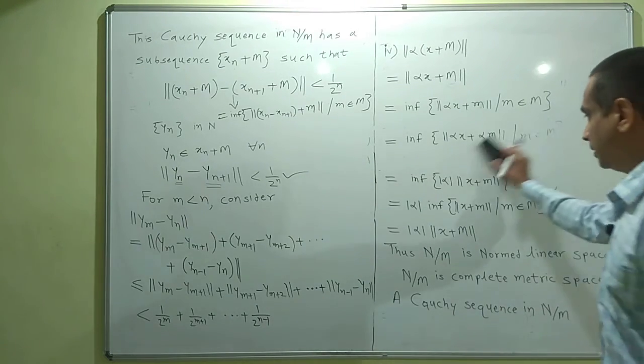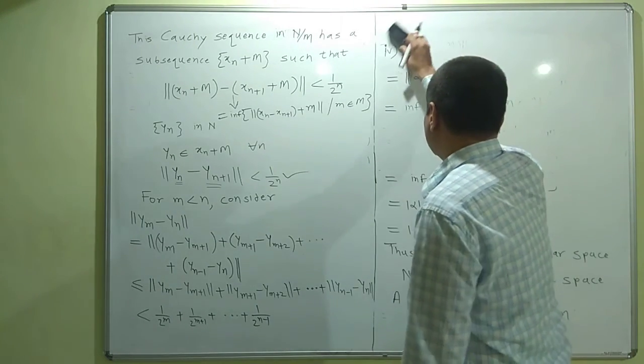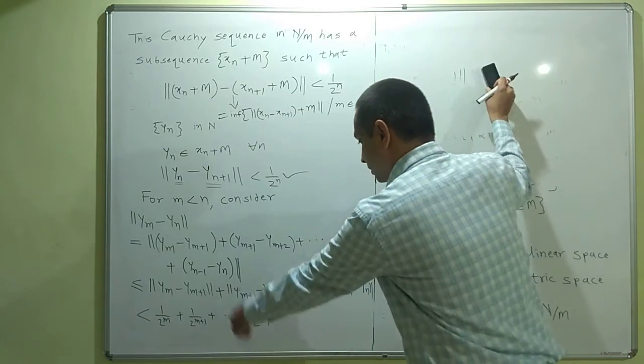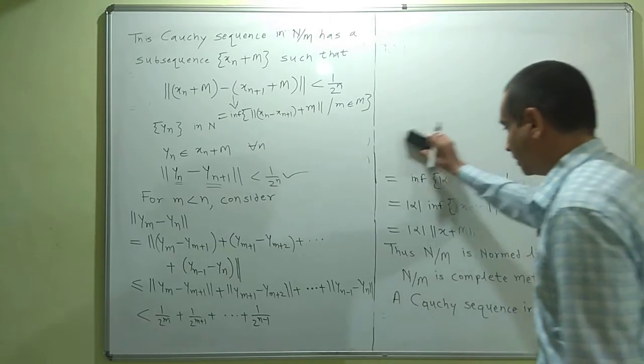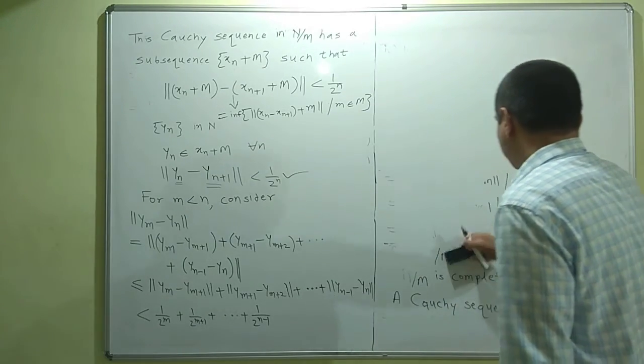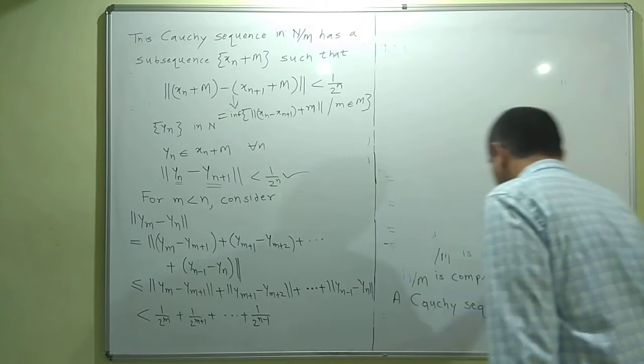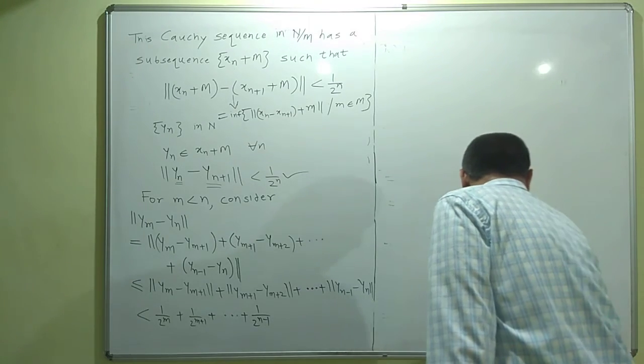How many terms are there? This is a geometric progression with first term 1 upon 2 raised to m. Now how many terms are there? n minus 1 minus m plus 1. So there are n minus m terms.